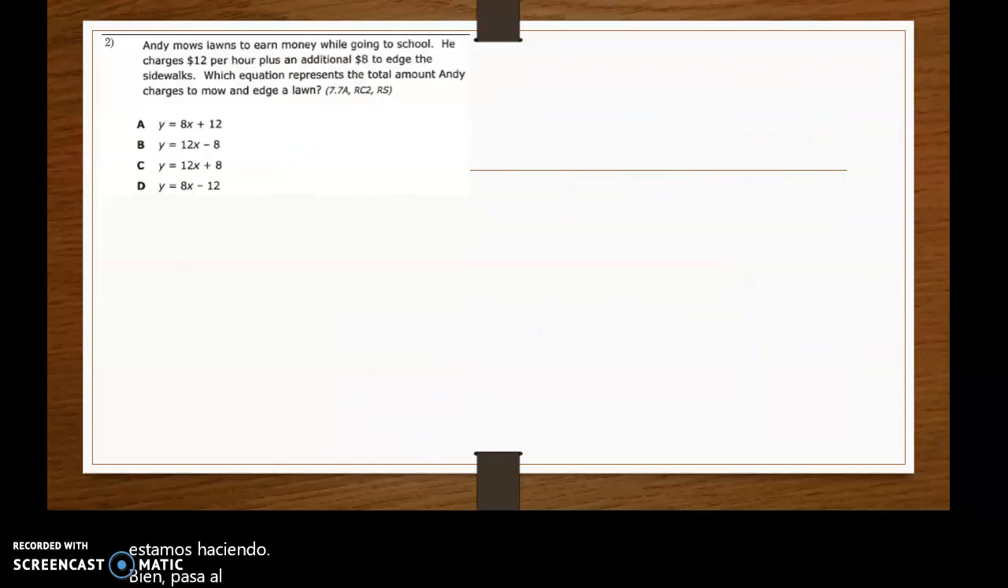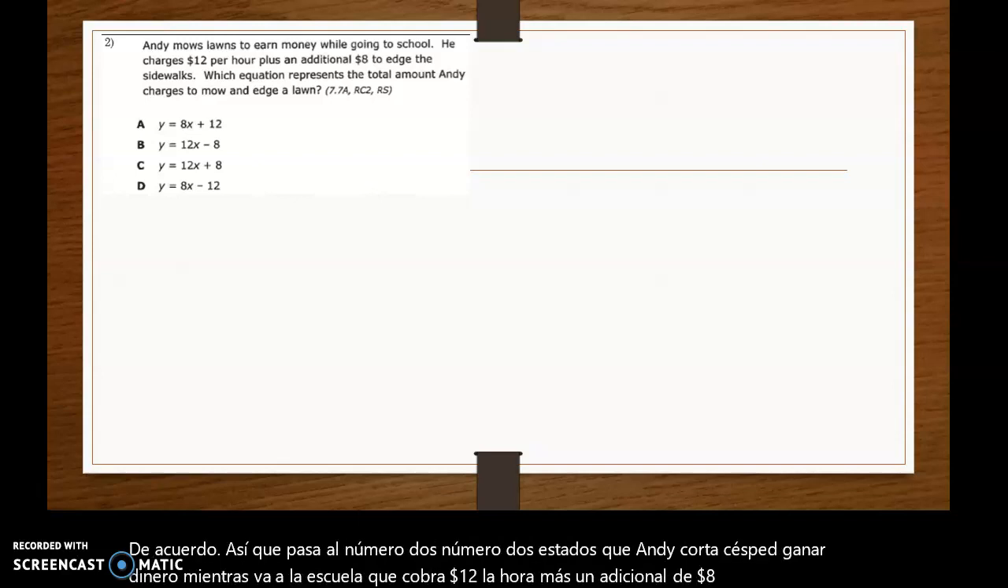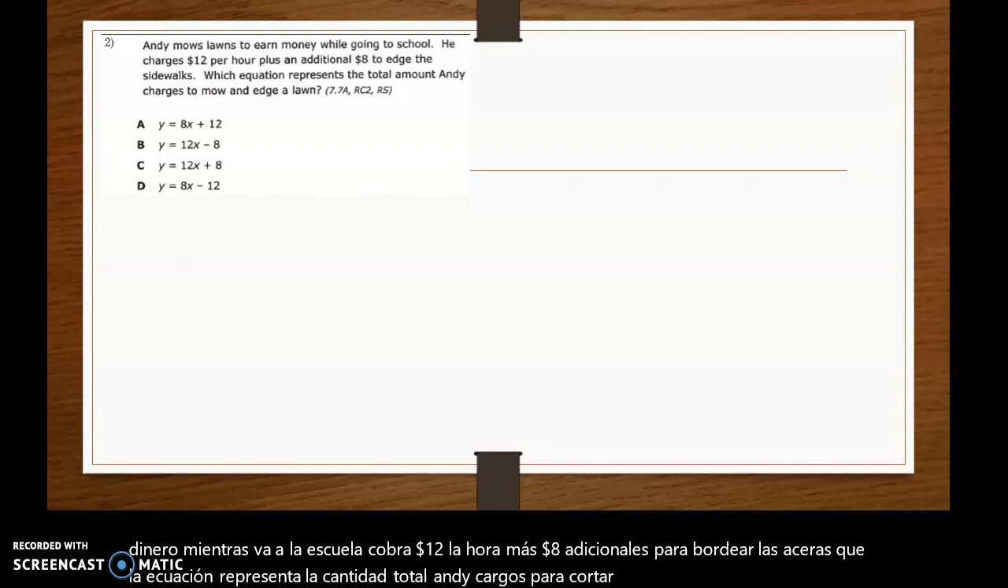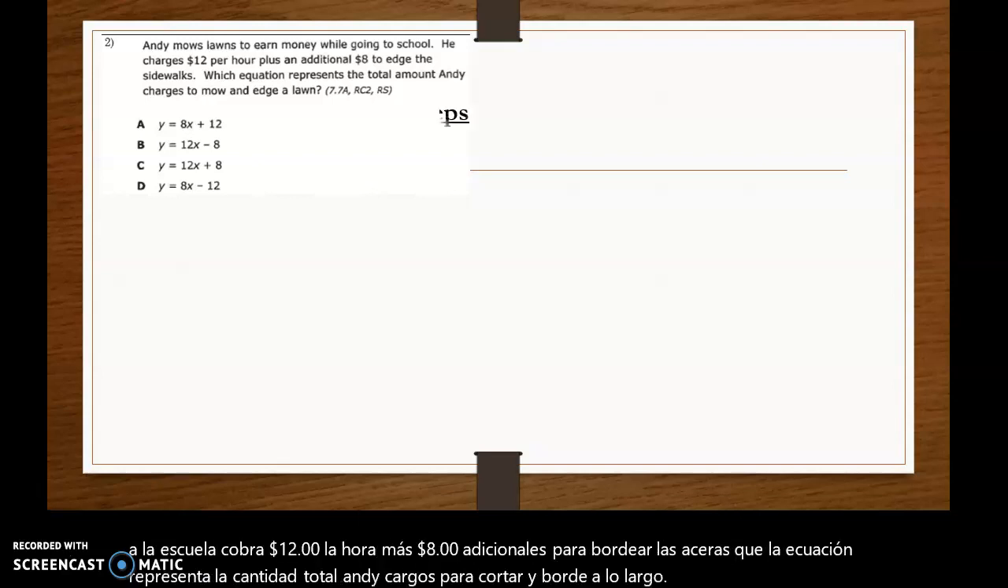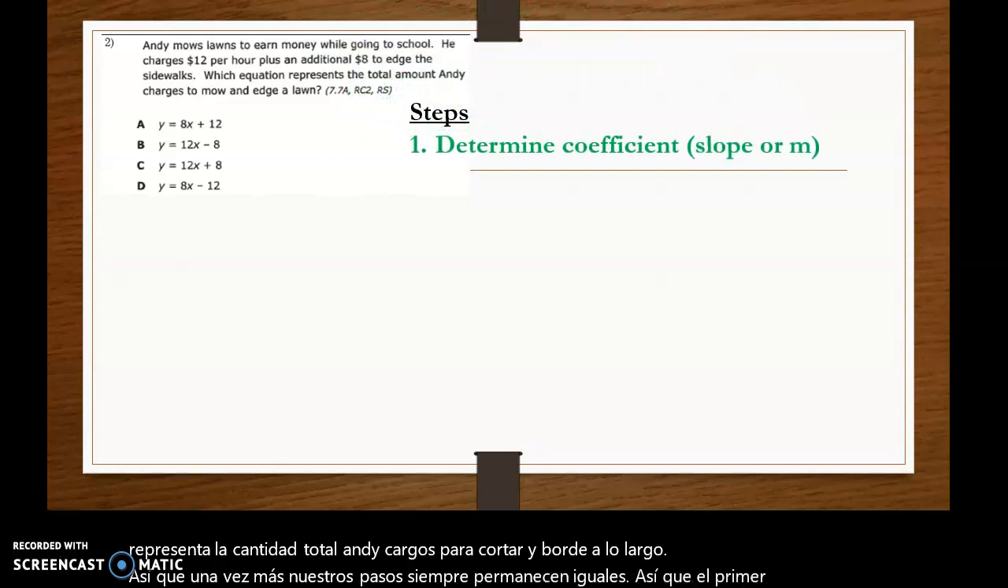Number 2 states that Andy mows lawns to earn money while going to school. He charges $12 an hour plus an additional $8 to edge the sidewalks. Which equation represents the total amount Andy charges to mow and edge a lawn? Okay, so once again, our steps always stay the same. So first step is to determine our coefficient.